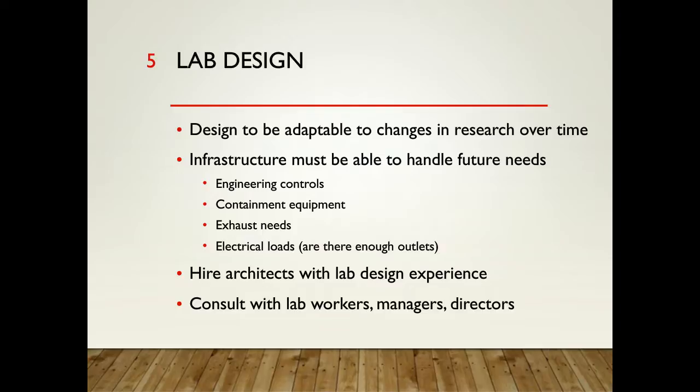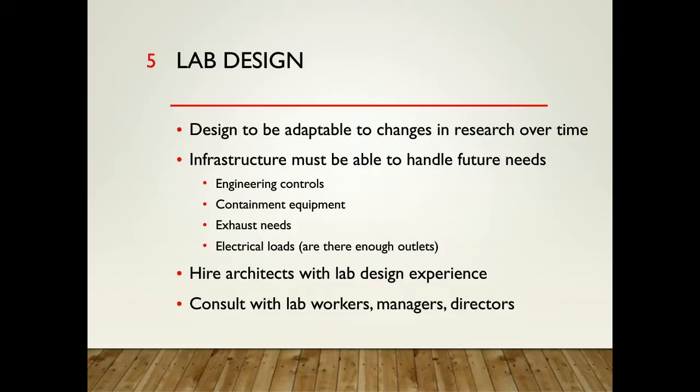The infrastructure should be able to handle future needs, and some of the things you consider as far as future needs are going to be your engineering controls. Those are examples of containment devices: fume hoods, biosafety cabinets, glove boxes, anaerobic chambers, those kinds of things. Are there enough of them? Do you have the infrastructure as far as the exhaust to add to the system if you need to, or is the control sufficient for the type of research that you're going to be doing in that space?